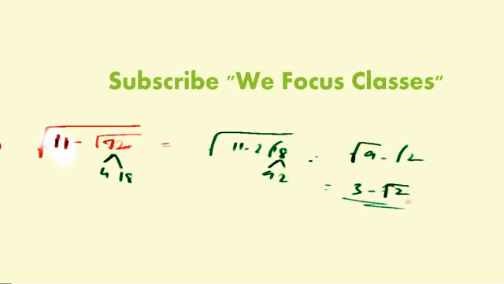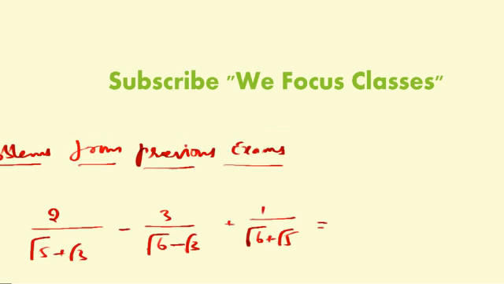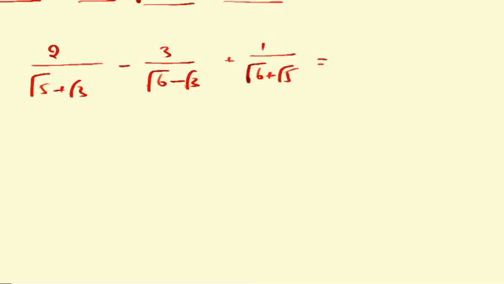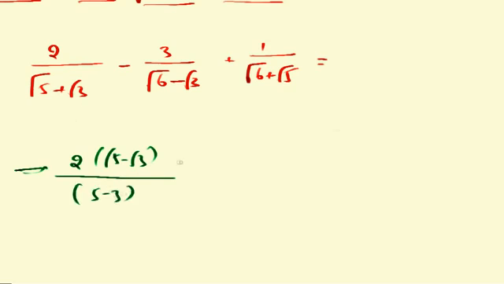Then go to the next problem, friends. These are about square roots. These are the general problems which were asked in the exam. So we'll try to solve these problems. How to solve these problems? 2 by root 5 plus root 3, minus 3 by root 6 minus root 3, plus 1 by root 6 plus root 5. So what you do is try to rationalize the numbers. Root 5 minus root 3 divided by, this is nothing but 5 minus 3. Yes, directly, because roots are there, we are taking it directly.